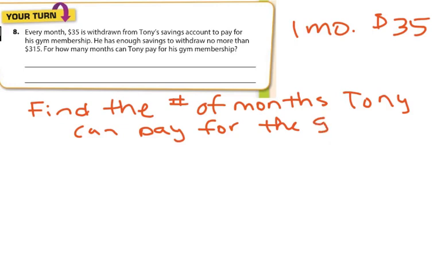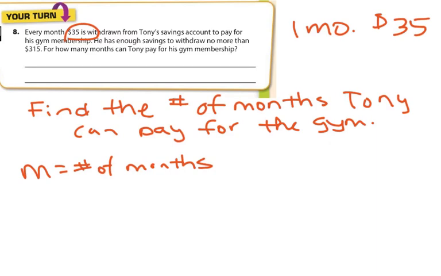Okay? All right. And one thing I'm noticing is that $35, I don't know how many months it is, so I'm going to say that M equals the number of months that Tony can pay, right, for the membership. Okay, so I'm going to explain my variable, and now let's talk through what this is.